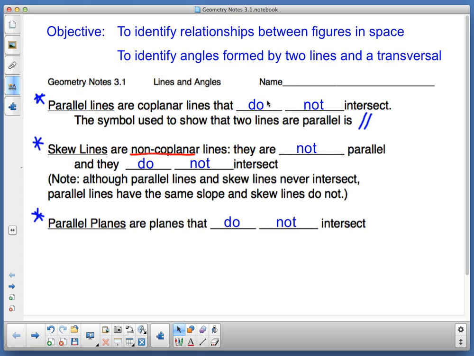Skew lines are great paths for airplanes, or for roads for that matter. We don't worry about an intersection. We don't worry about them crossing. There are bridges over each other as we go through skew lines. Parallel planes are planes that do not intersect. They won't cross. It's like the ceiling of my classroom and the floor of my classroom.